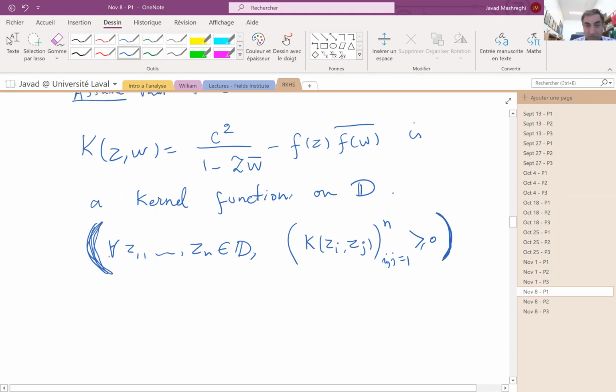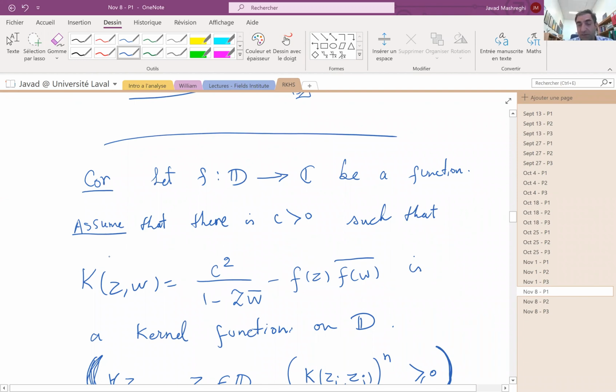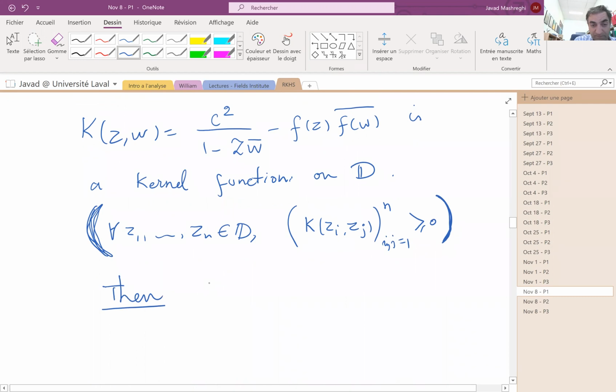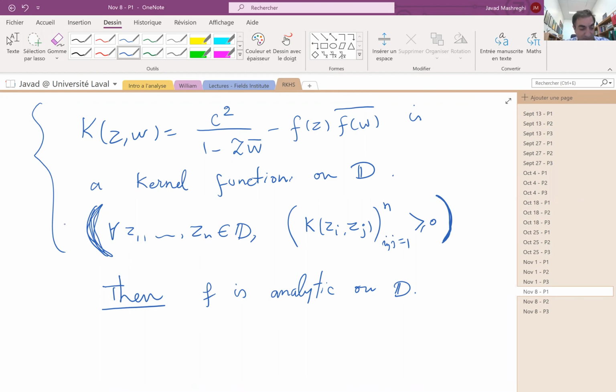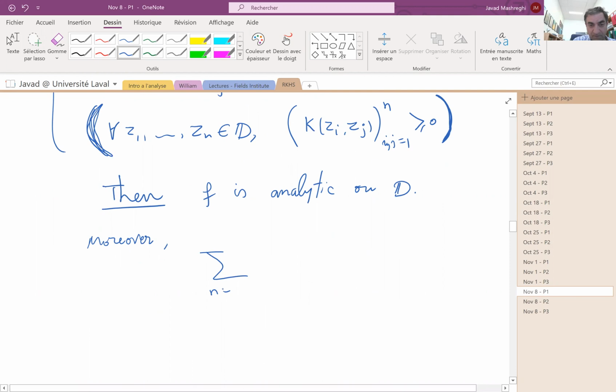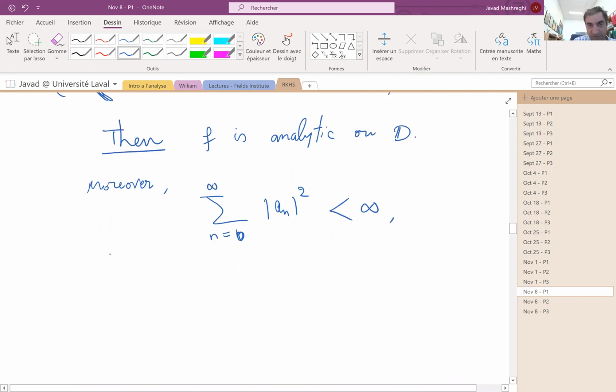And now you see no mention of complex analysis techniques and all we have seen up to here. And now look at the conclusion. Then, conclusion: f is analytic on D. So from something in pure linear algebra, you conclude that a function is analytic, the derivative exists. And more than that, moreover, the sum from n equals 0 to infinity of the modulus squared of a_n is finite, where a_n are the Taylor coefficients of f.